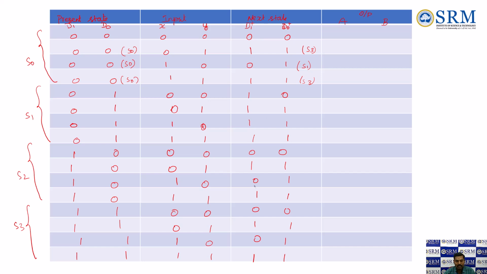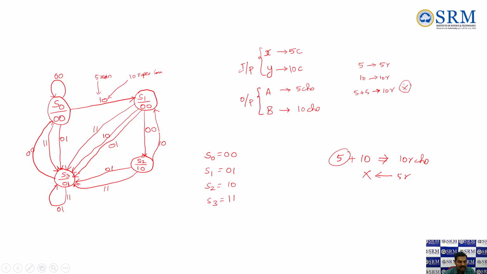Okay, in a similar way, you complete the next state values. So for S3, you are going to compare with these four inputs. What was the next state, right? Now we are going to analyze the output part. The same thing that you are going to consider. So the S0 state, this is the S0 state.